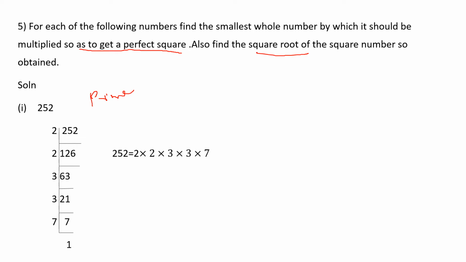Again 63 is divisible by 3. Next, what are you getting? 21. 21 is divisible by 3. So 7, and 7 is a prime number. So we stopped there. Now I have written here 252 equals 2 into 2 into 3 into 3 into 7. The next step I will be writing in square root.